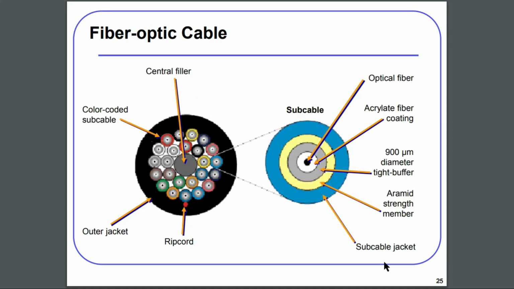So this is the fiber optic cable design. You can see on the picture, this is the central filler, this is the ripcord, this is the outer jacket, this is the color-coded sub cable. This is the sub cable design: optical fiber, acrylate fiber coating, 900 micron diameter tight buffer, aramid strength member, and sub cable jacket. So let's move to the next slide.